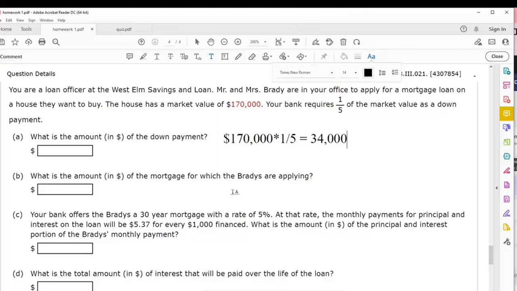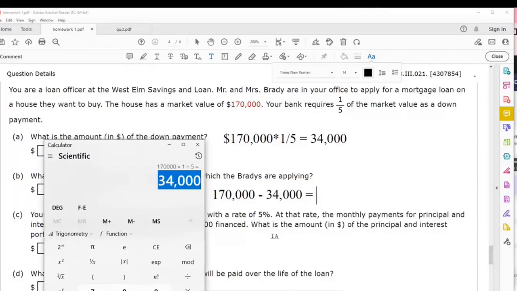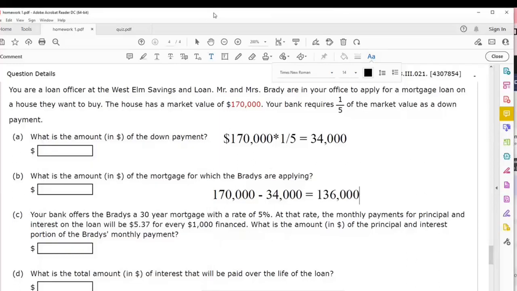Part B says, what is the amount of the mortgage for which they are applying? Now, the house is $170,000, but they're going to come to the table with $34,000. So the mortgage is going to be the total cost of the home subtracted by the down payment. Subtract those two numbers. $136,000. That's the mortgage that they're going to be applying for.